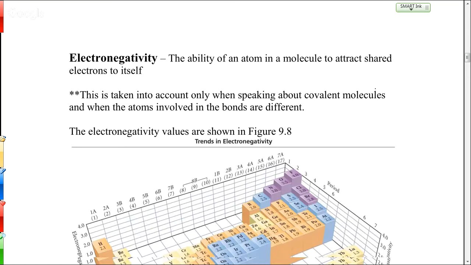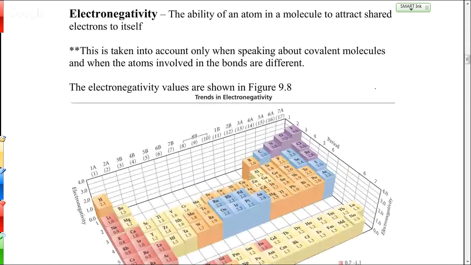All right. The property that causes this is something called electronegativity, and this is the ability to attract shared electrons to itself. So it's not saying that something with a high electronegativity can simply reach out and grab electrons and become negatively charged. It says within a bond, an atom that is more electronegative will tend to attract those shared electrons more to itself and not share them equally.